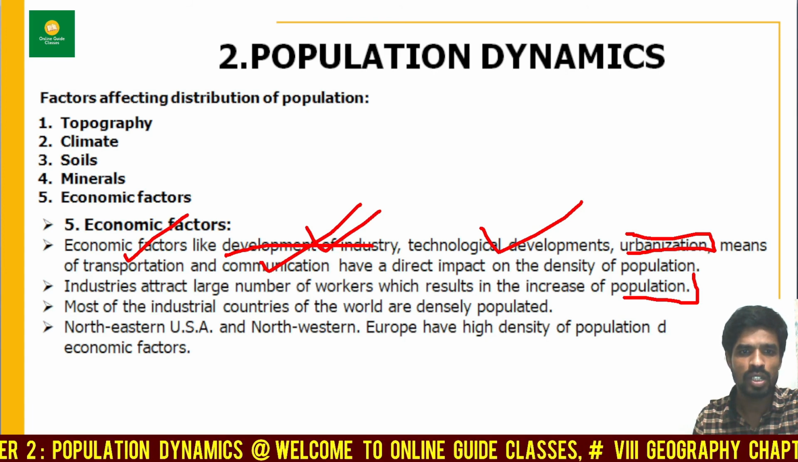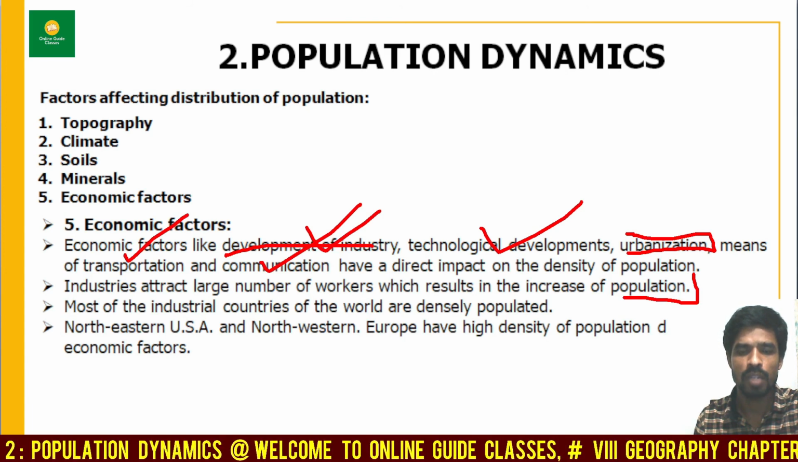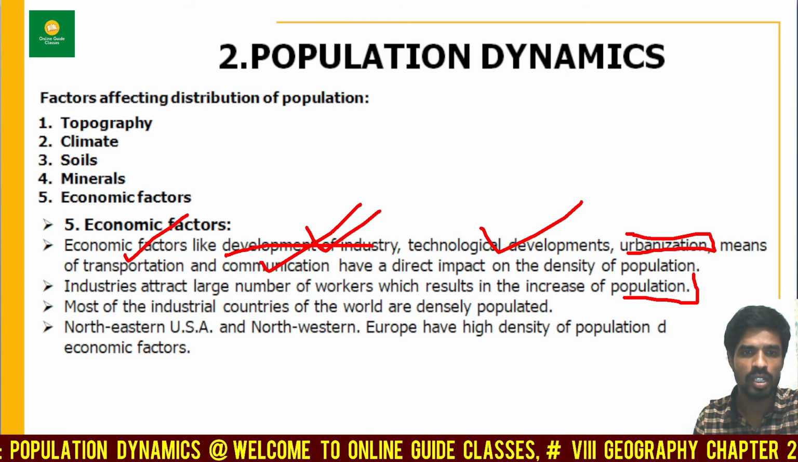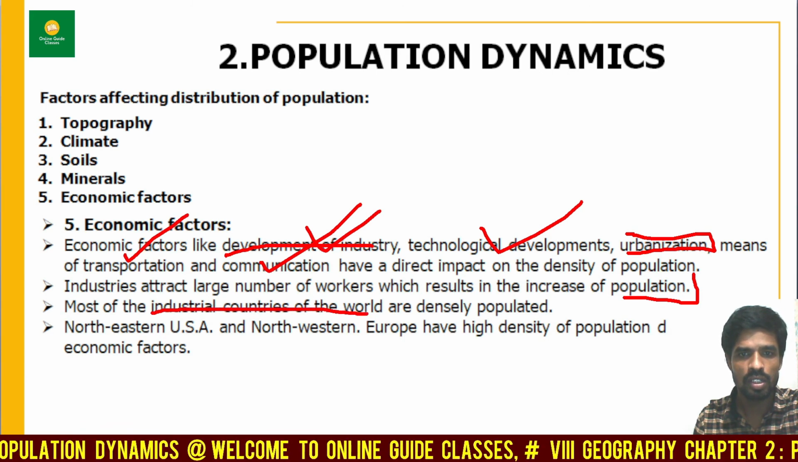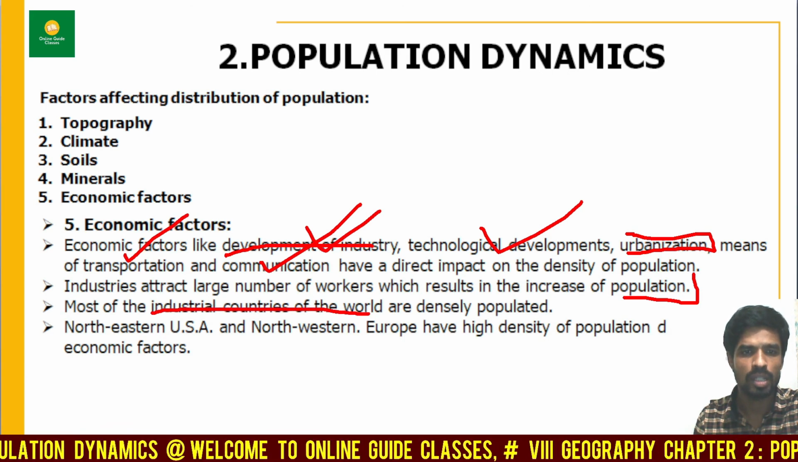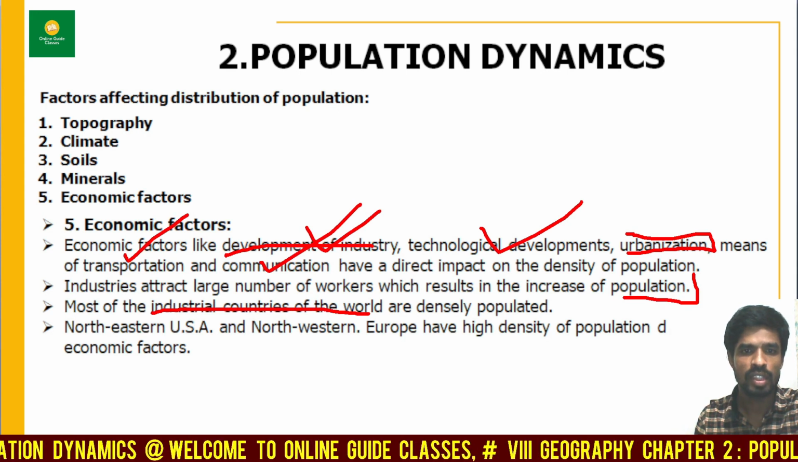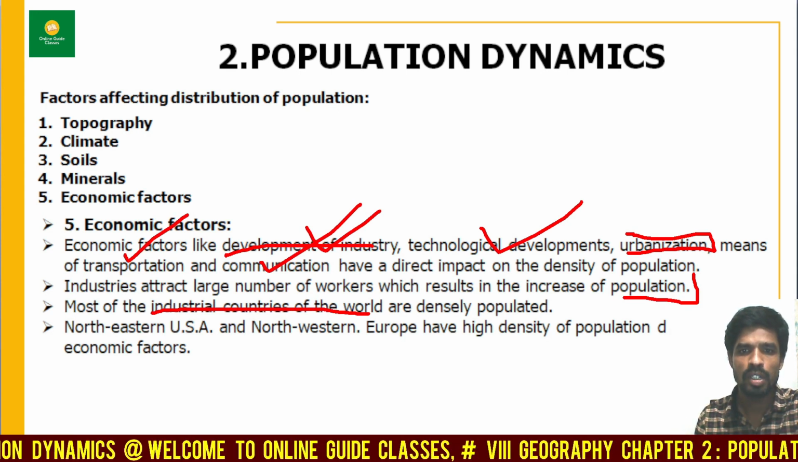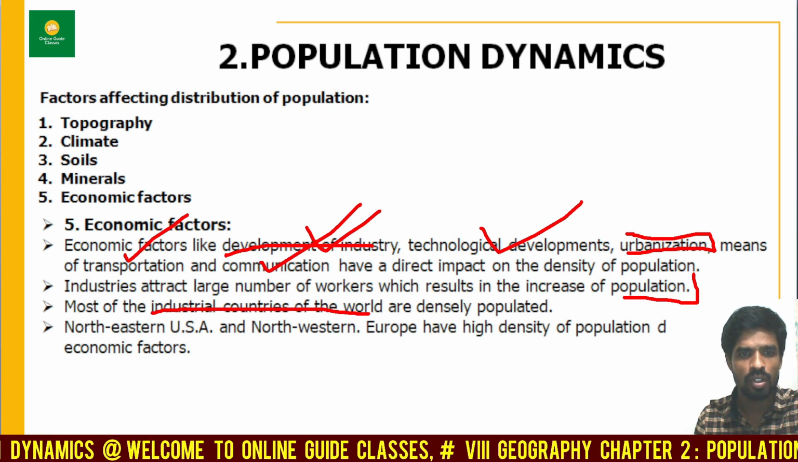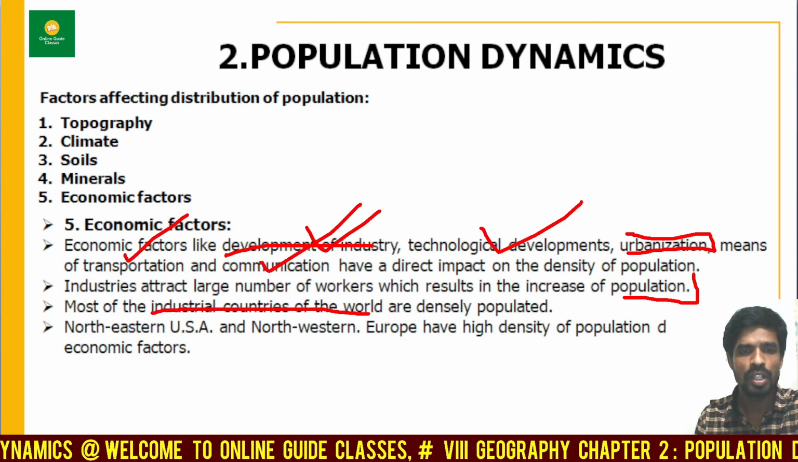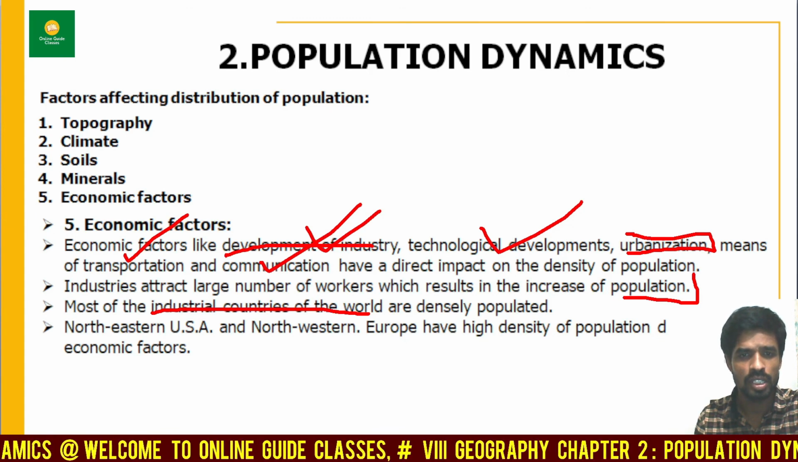Most of the industrial countries of the world are densely populated. If you see, all the industrial countries of the world are densely populated. What are the examples? Like northeastern USA, northwestern USA, Europe, and these are some of the places where a high density of population is located.